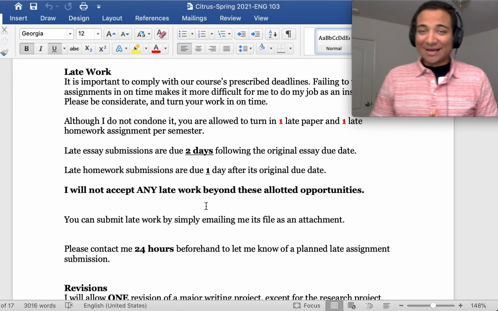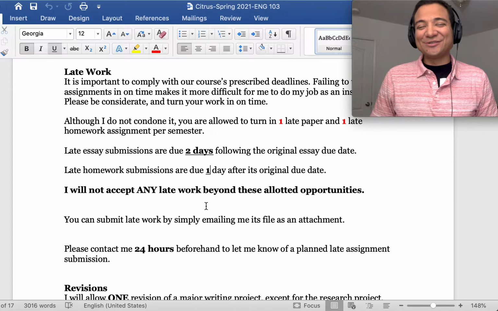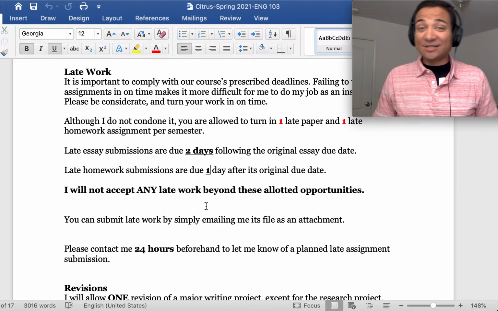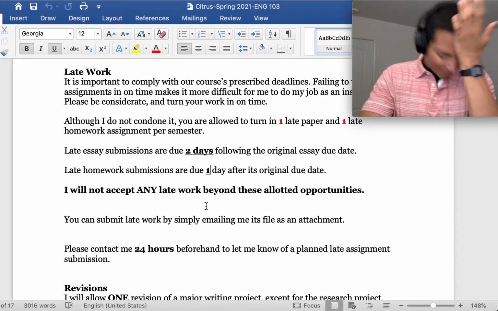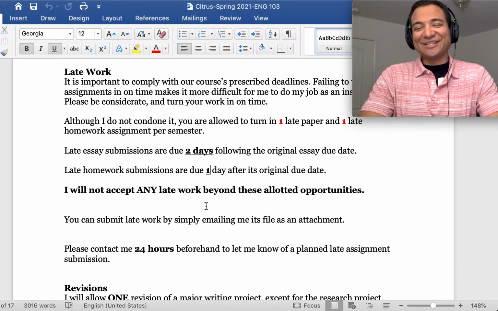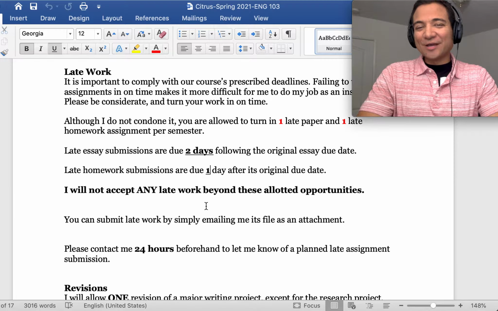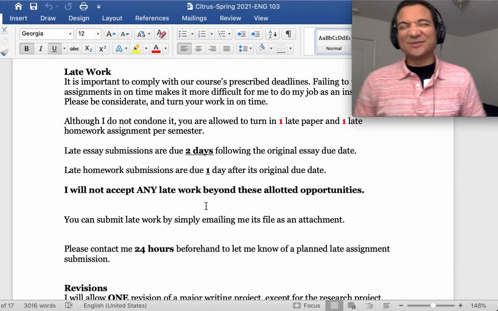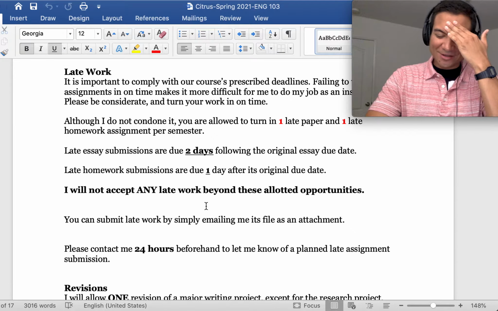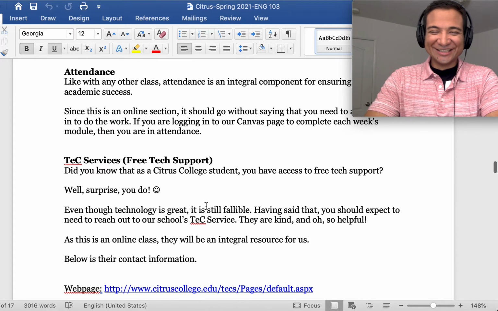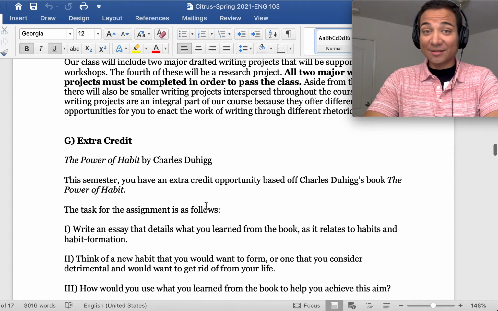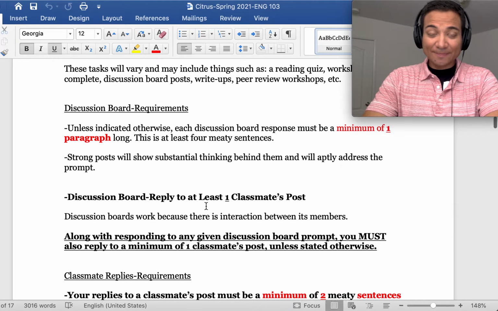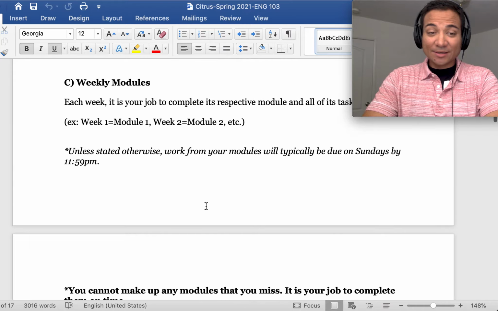Pretty cool, huh? My recommendation for you is to not just use it up because you can, but really wait for a time when it's especially busy and you need to use it. Because you'll facepalm yourself if you end up using it just because you can, and then the real situation arises where you need it. You're like, oh man, I already used it up. Okay, so that's how we're going to be handling late work. We were at the part where we were saying that you cannot make up an entire module.